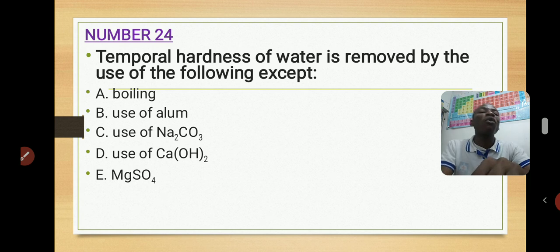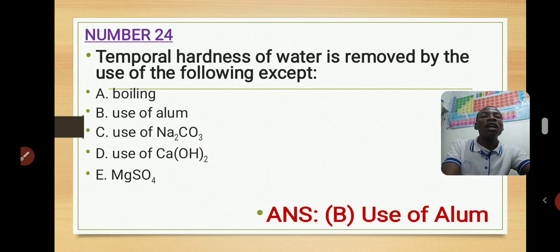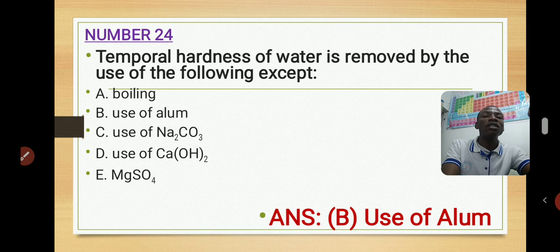Number 24. Temporary hardness of water is removed by the use of the following except, the answer will be option B. You don't remove temporary hardness by alum. Alum is not used for removing hardness. You have learned that over and over again. Alum is only used to cause coagulation.